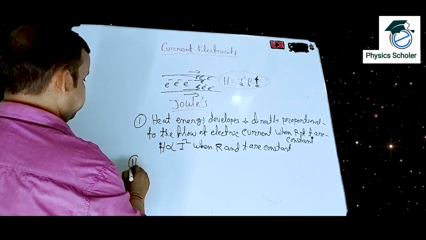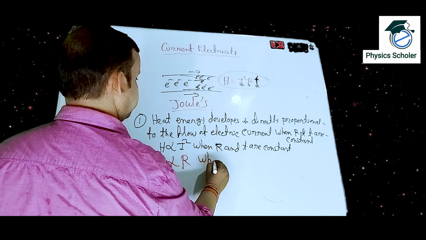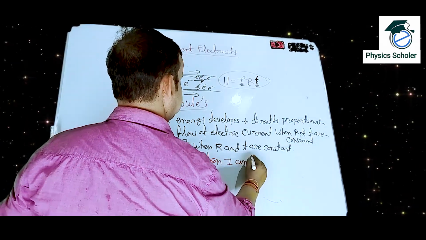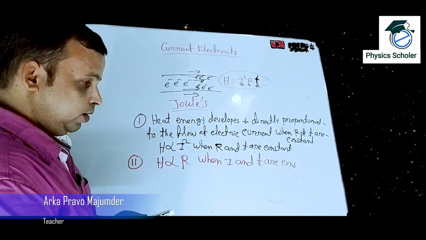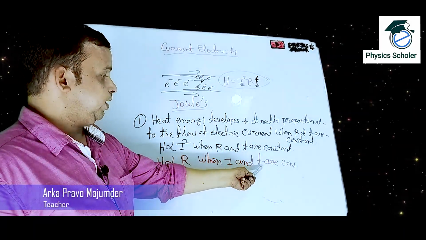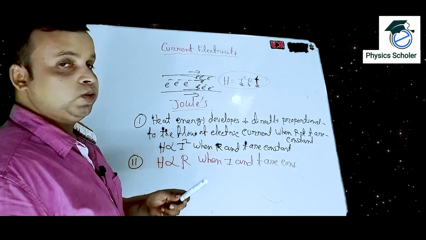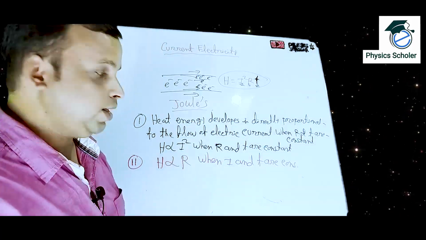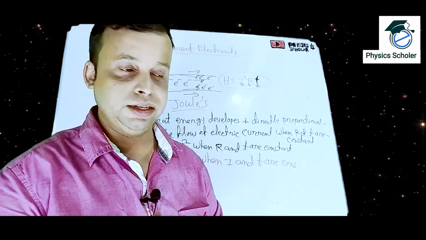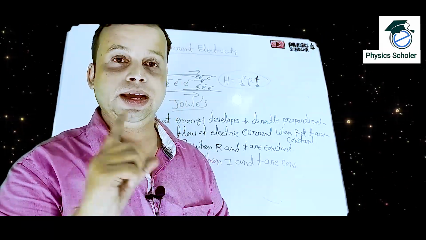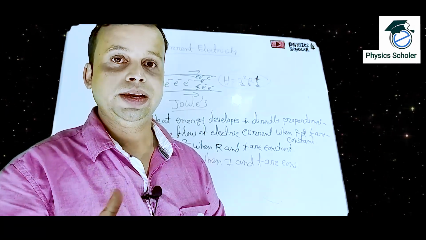Secondly, what is the second law? H is proportional to R when I and T are constant. That means if the flow of electric current and time are constant, then the heat developed is directly proportional to the resistance of the conductor. If resistance increases, then heat will also increase. That's why in an electric heater or electric iron, the wire we are using has a very high resistance. So when the current flows through it, what will happen?